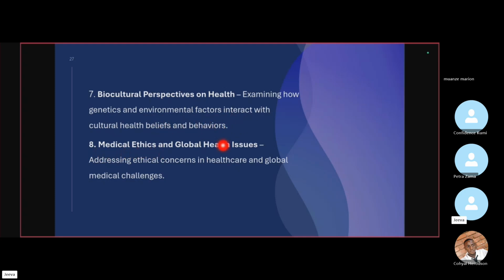Then medical ethics and global health issues. Medical anthropology will address the upcoming ethical concerns in the healthcare system, and global medical challenges, the things they have to face in the upcoming years. Everything will be looked after by medical anthropology.